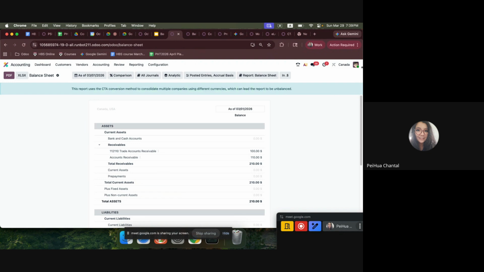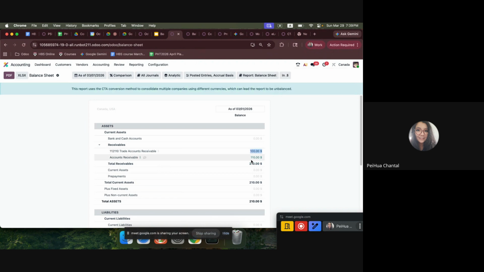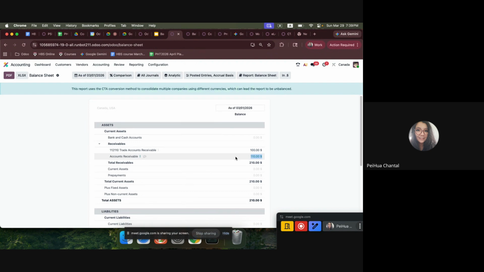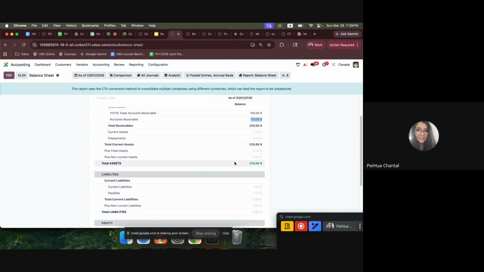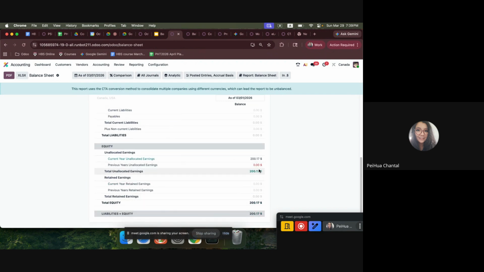And one, as you can see, I highlighted in Canada. So there is $100, which in Canadian dollars is 110, the 1.1 rate, converting US dollars to Canadian dollars. So my total asset is 210. However, now you can see my liability is no longer the same because I'm using a different rate.